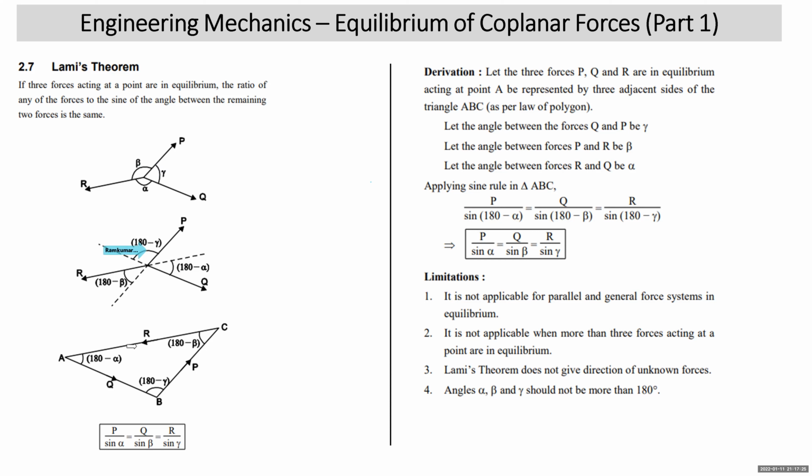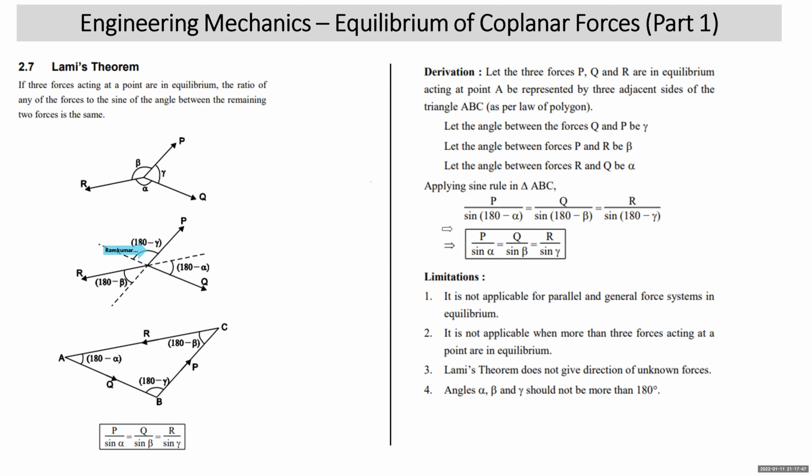As three concurrent forces are in equilibrium, they can be represented by the three adjacent sides of a triangle taken in order, based on the law of polygon. And then we simply apply the sine rule. P upon sine 180 minus alpha, Q upon sine 180 minus beta, R upon sine 180 minus gamma. And then it comes out to be the derivation of Lami's theorem.